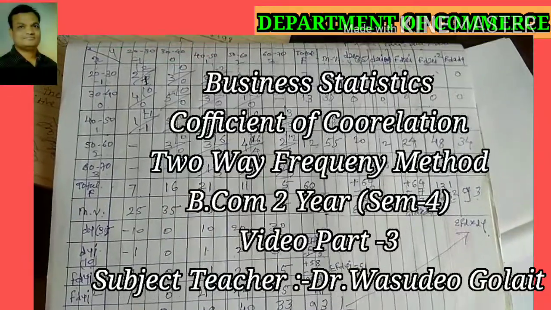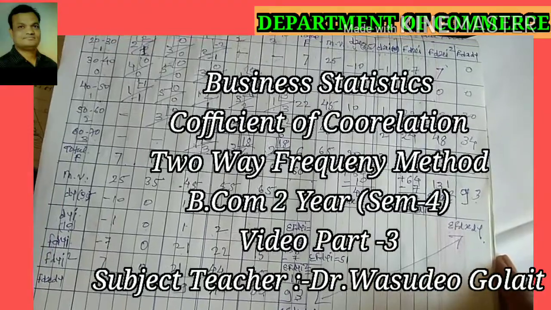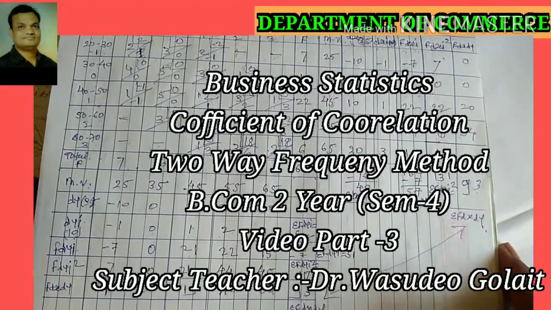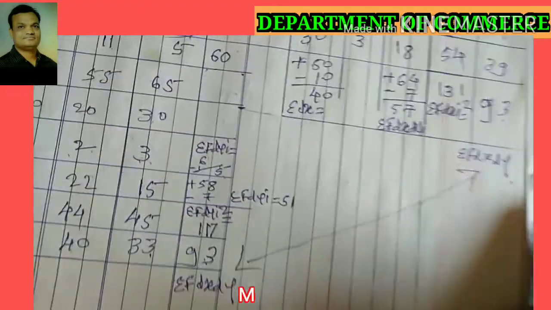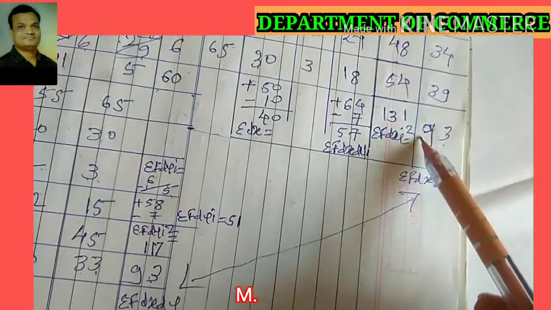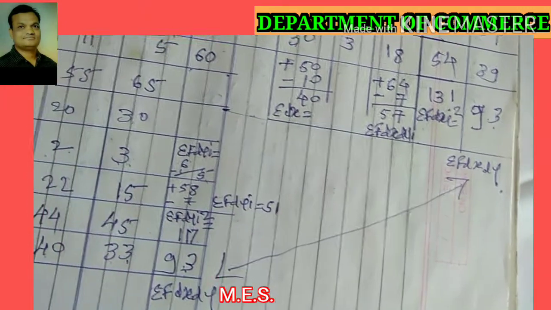Everyone. In the last second video, we learned how to prepare two-way frequency tables, and in these tables we learned how to match both figures of f dx dy. In video number 3, we have to apply the formula and find the exact value of the coefficient of correlation. So firstly, write here.